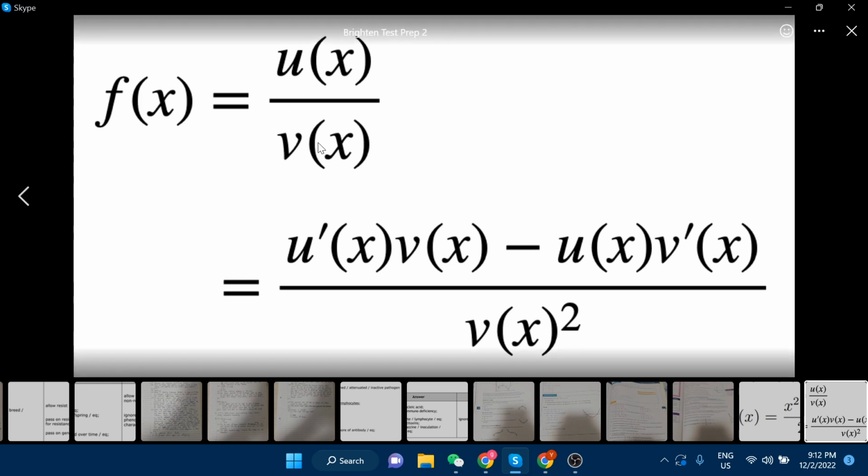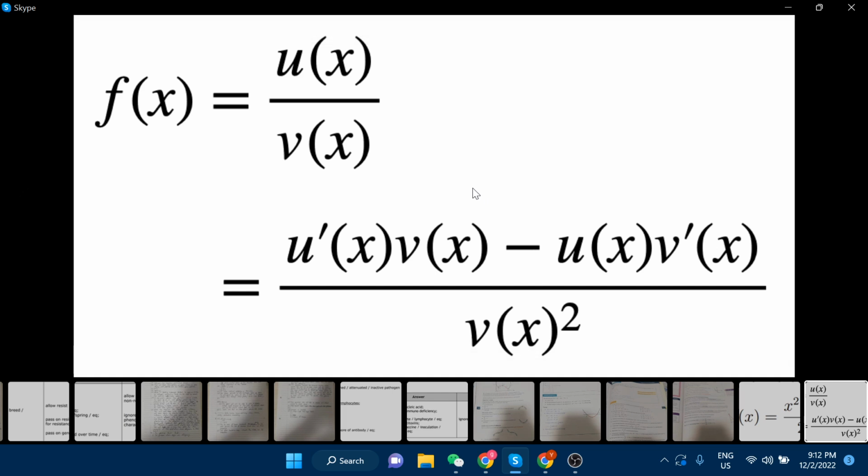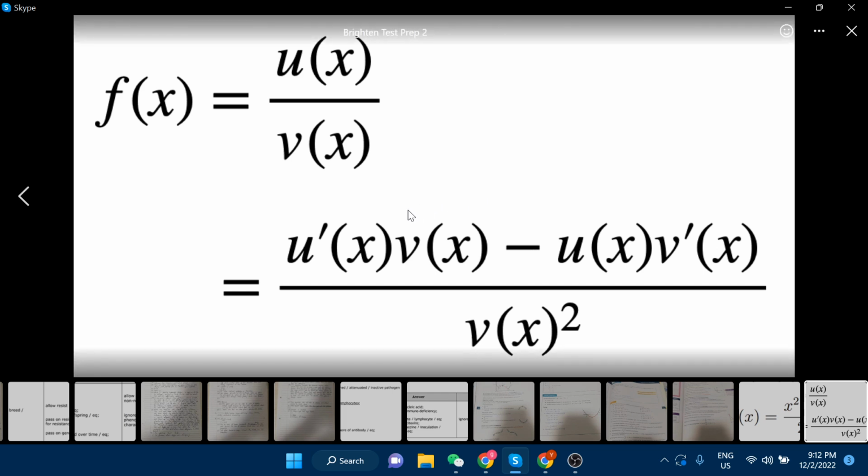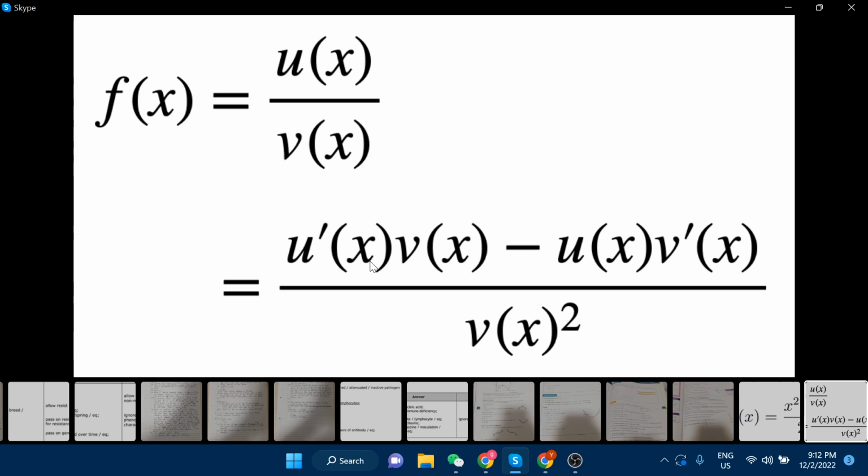What do u and v represent? So let's say if we take our example, u(x) represents x squared plus 4, and v(x) represents 2x. So for example, you do the derivative of x squared plus 4, and then you multiply that with 2x, because that's v(x), and you minus x squared plus 4, and then you do the derivative of 2x, and then you divide that by the square of 2x. So on the bottom, you will end up with 4x squared.